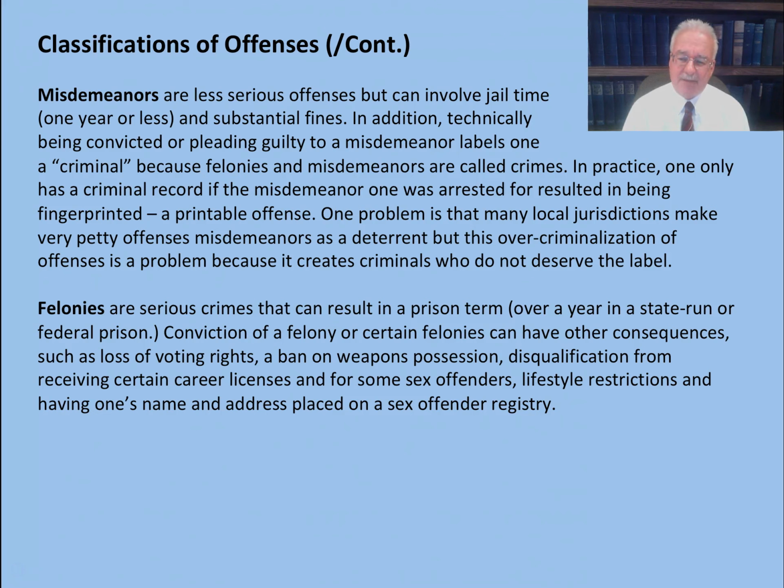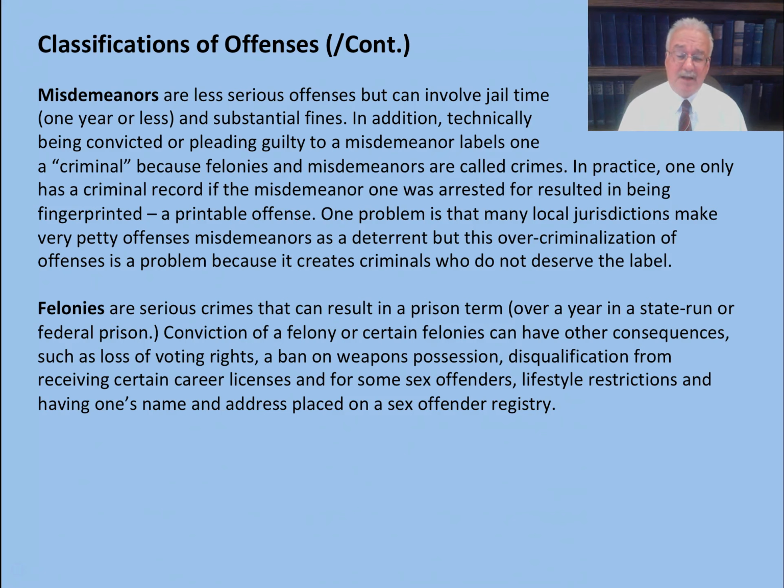So to recap, you have minor offenses, which are called violations or infractions. They generally only involve a fine, except in unusual situations. Then one step up are the misdemeanors. These are less serious offenses, but they can involve jail time or a year or less in a local jail and some fines. And then finally you have felonies, the more serious crimes that can result in a prison term.